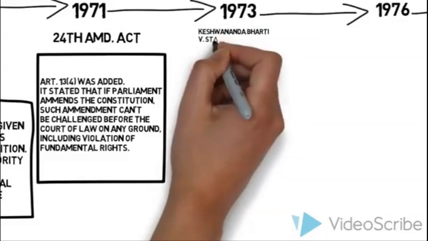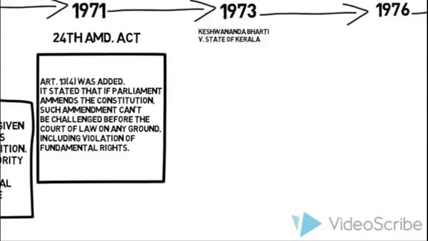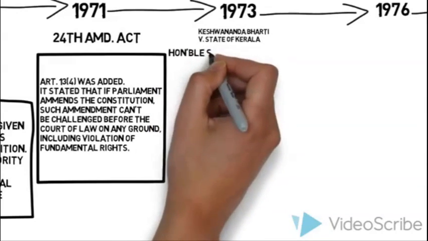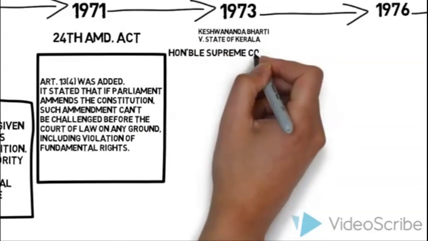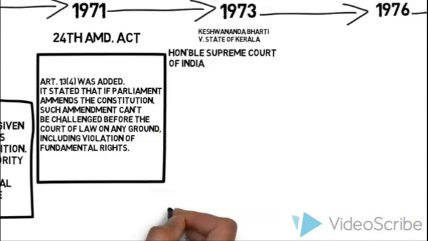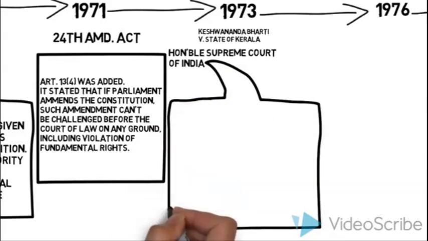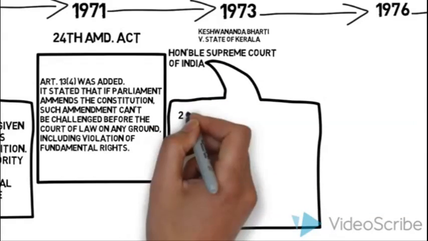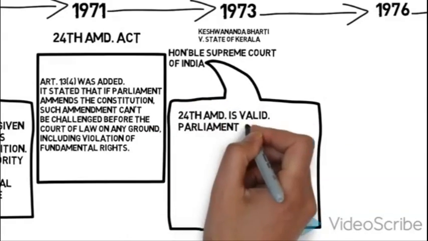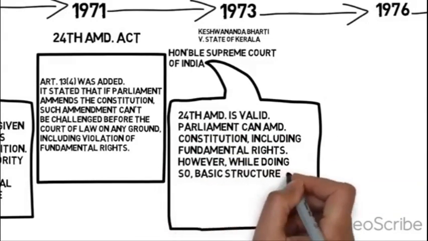In 1973, in the case of Keshwanand Bharati vs. State of Kerala, Supreme Court declared that 24th Amendment Act is valid and Parliament can amend fundamental rights. However, Supreme Court added that while doing so, basic structure of the Constitution cannot be changed and touched upon. Interestingly, here the Supreme Court didn't define basic structure and hence the ambiguity prevailed.